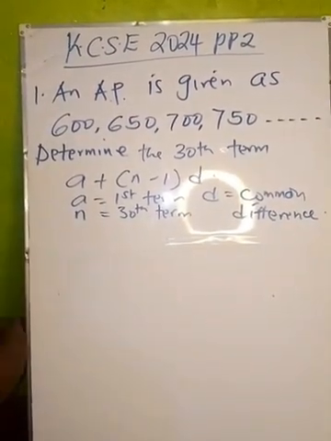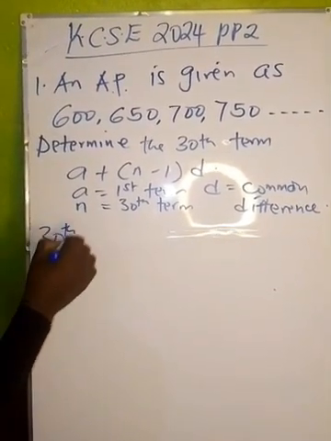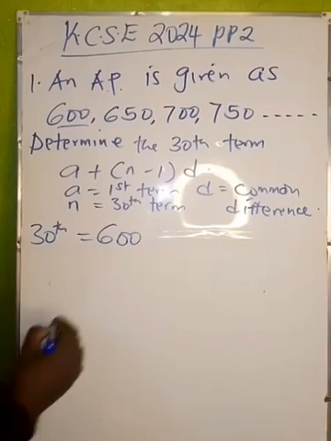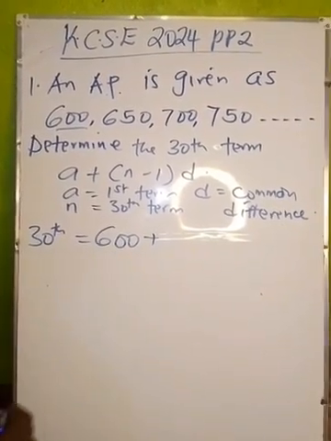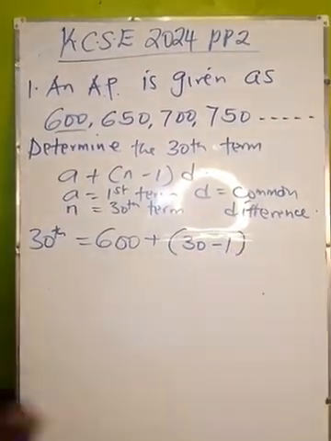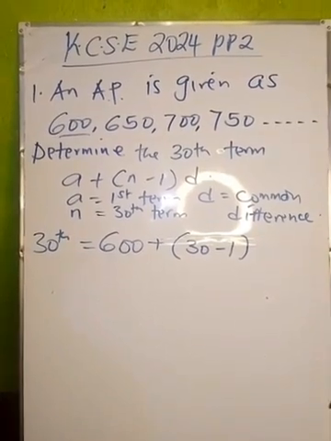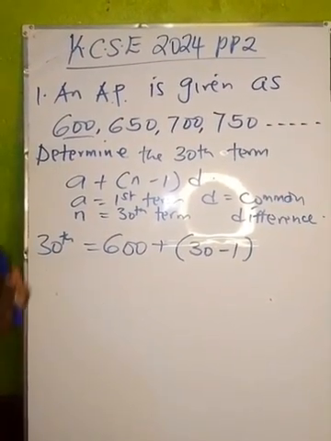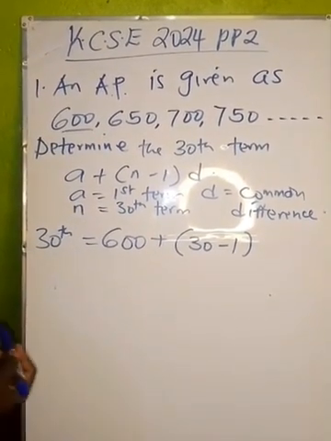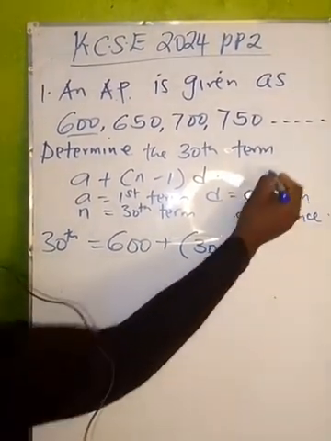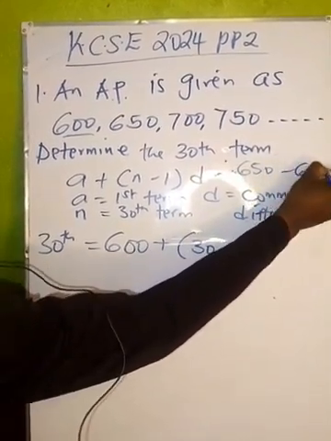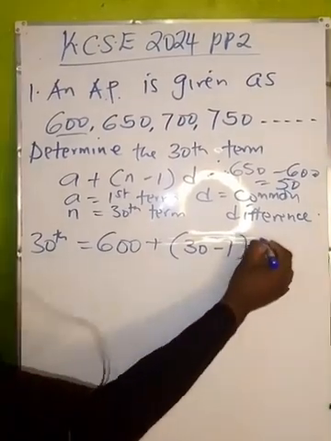So in this case, the 30th term will be given by our first term, which is 600, plus (n minus 1), where n is 30, minus 1, in brackets. Then you find the common difference. You can take the second term and subtract the first term, or the third term minus the preceding term, which is the second term. If we do that, the common difference is 650 minus 600, which is 50. So we'll multiply this by 50.